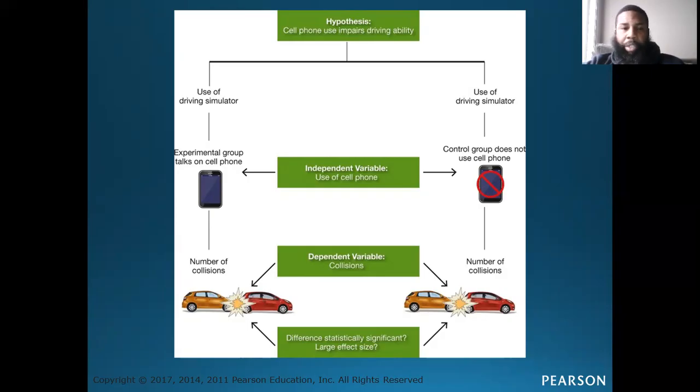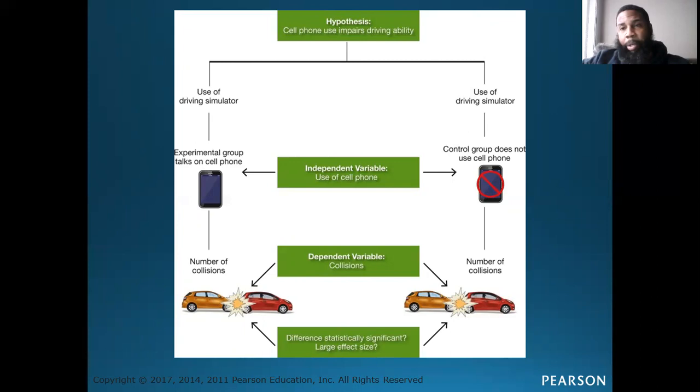And then we look to see what is the number of collisions that take place as a result of that. And the dependent variable, right, we look at the number of collisions that are a result of people in the simulator talking on their cell phones. Now, is there a difference in the number between those who were talking on the cell phones and those who weren't? Is that difference statistically significant? And was there a large effect size?